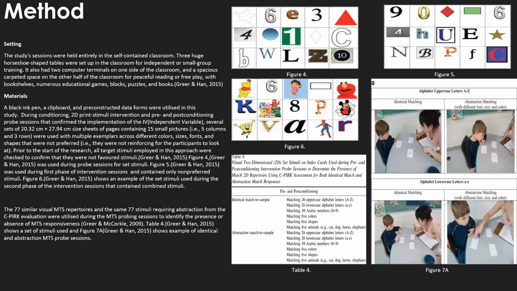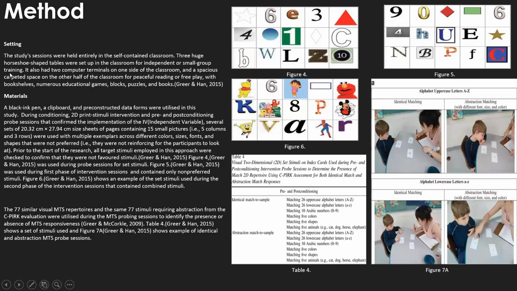Now let's move on to the setting. The study sessions were held entirely in the self-contained classroom. Three huge horseshoe-shaped tables were set up in the classroom for independent or small group training. It also had two computer terminals on one side of the classroom and a spacious carpeted space on the other half for peaceful reading or free play, with bookshelves, numerous educational games, blocks, puzzles, and many more books.